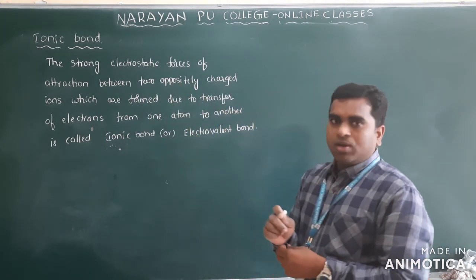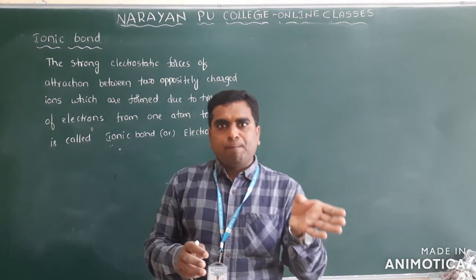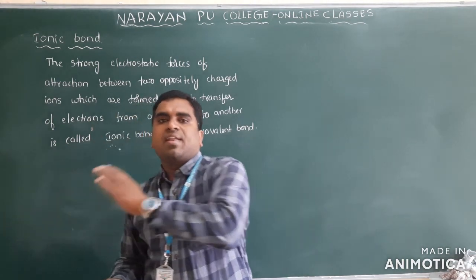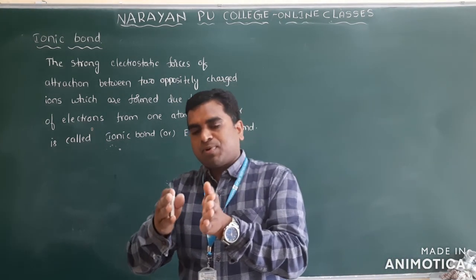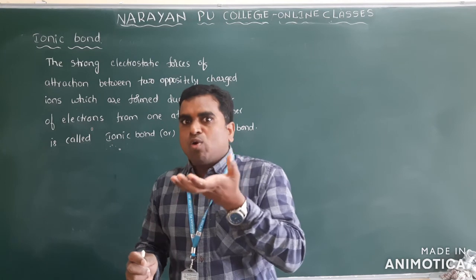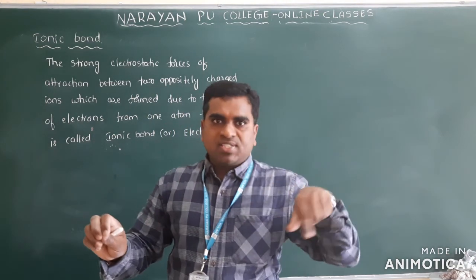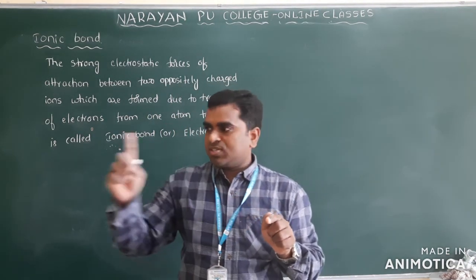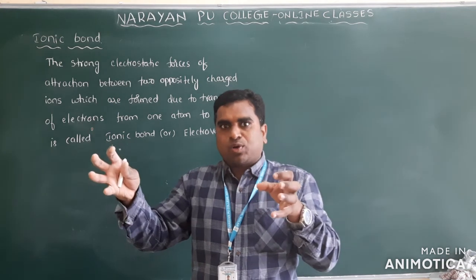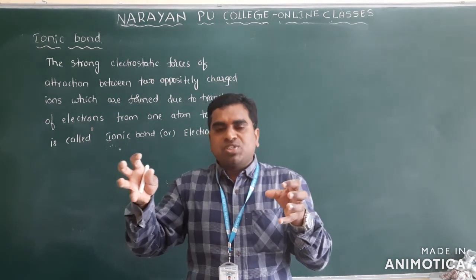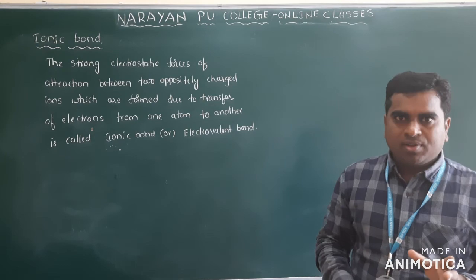So, ionic bond. What is the definition of ionic bond? I already mentioned previously what an ionic bond is. An ionic bond is formed due to the complete transfer of electrons from one atom to another atom. When complete transfer takes place, ions are generated. One atom gives electrons to another atom; the atom losing electrons acquires a positive charge, and the atom gaining electrons acquires a negative charge. That electrostatic attraction between the two oppositely charged ions is called an ionic bond.